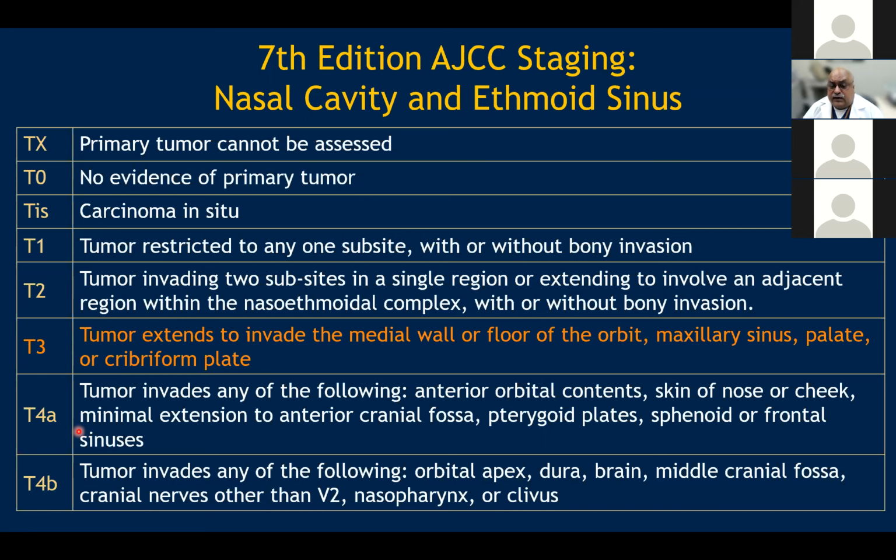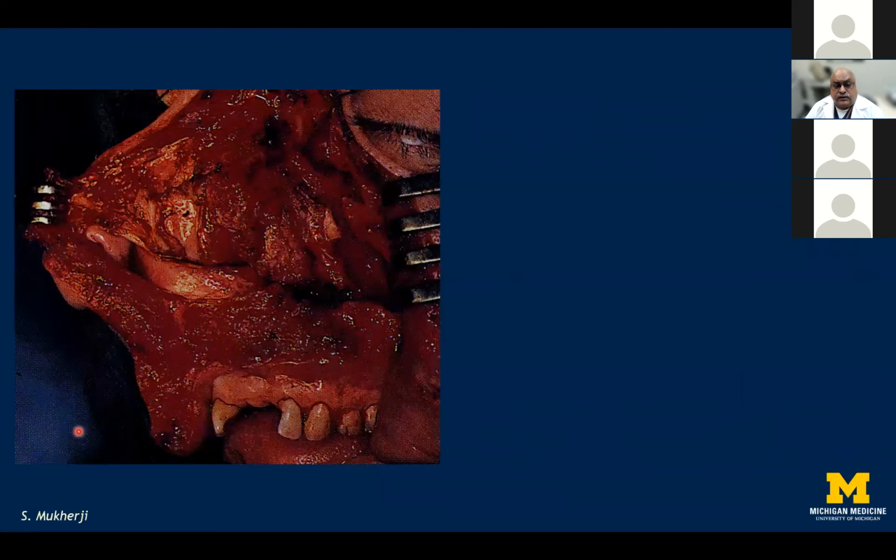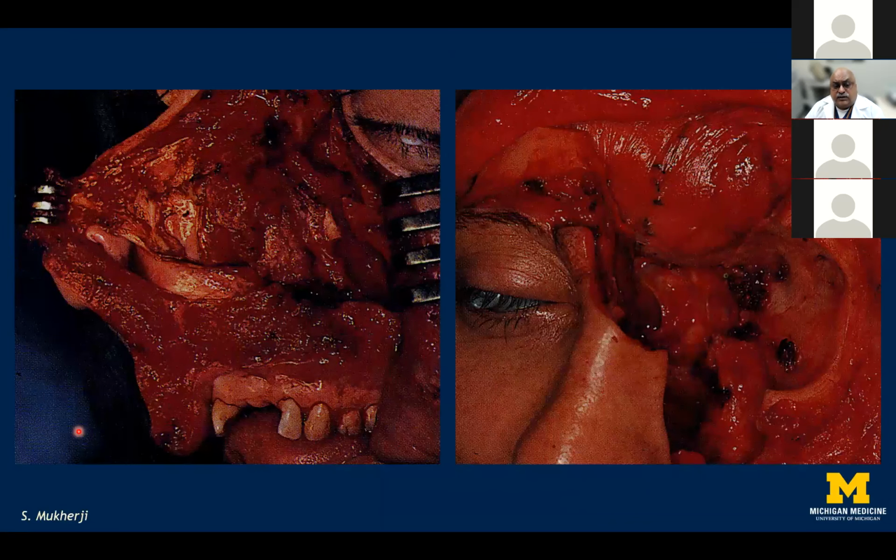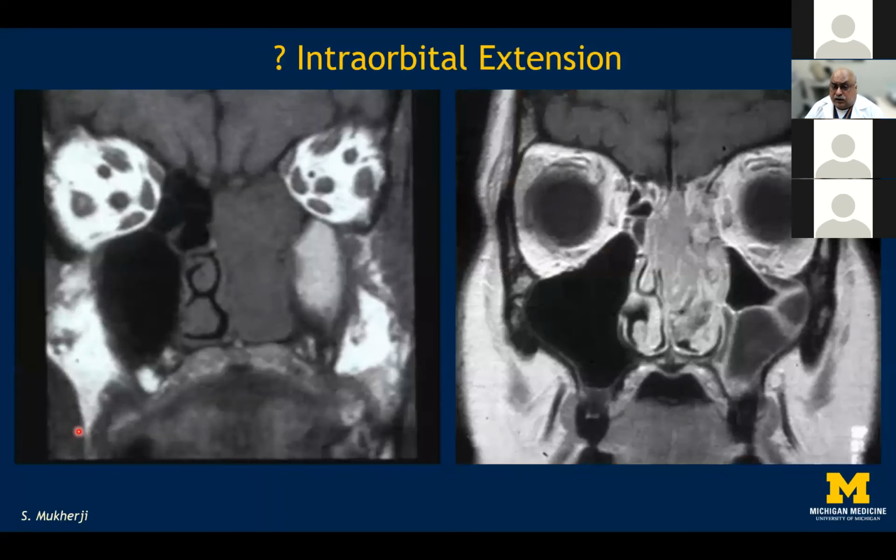So one has to look at these particular areas for accurate staging of the tumors. These have implications for the surgeries, such as a complete maxillectomy together with exenteration of the orbit, because that is the crux of defining stage 3 and stage 4.